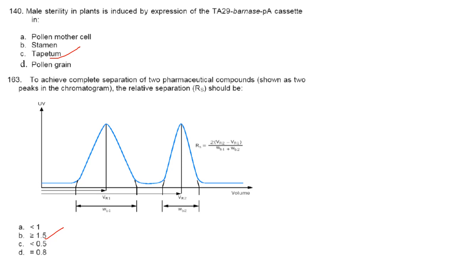Male sterility in plant is induced by expression of TA29 Barnase PA cassette in tapetum. Answer is option C. To achieve complete separation of two pharmaceutical compounds shown as two peaks in the chromatogram, the relative separation RS would be.